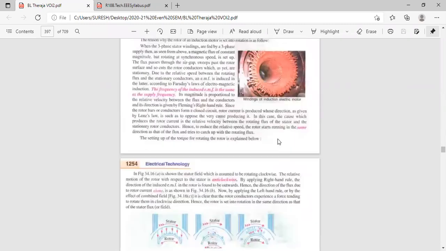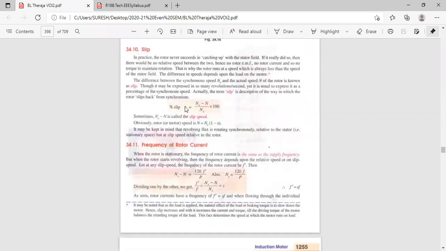Then we'll define one term that is called slip. Slip S is equal to (Ns minus n) by Ns. Ns is the stator speed. What is n? N is the rotor speed.